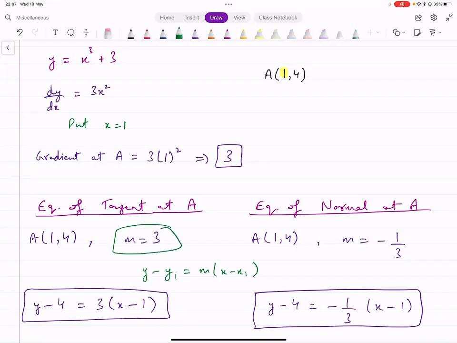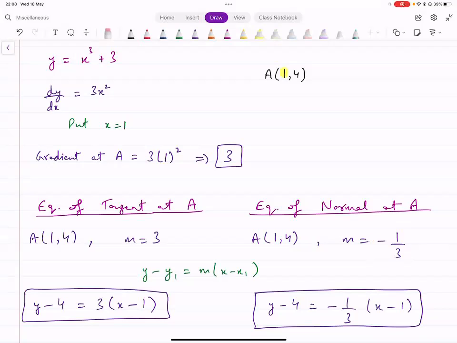So you've got the gradient 3 of a straight line, you've got a point on that line. आप इसकी equation लिख सकते हो, y minus y1 equals m into x minus x1 use करके. You can find the equation of the tangent like that. What about the equation of the normal? Normal का gradient क्या आएगा? You've got the gradient of the curve, that is 3. Normal का gradient इसका negative reciprocal होगा, and that's going to be minus 1 over 3.